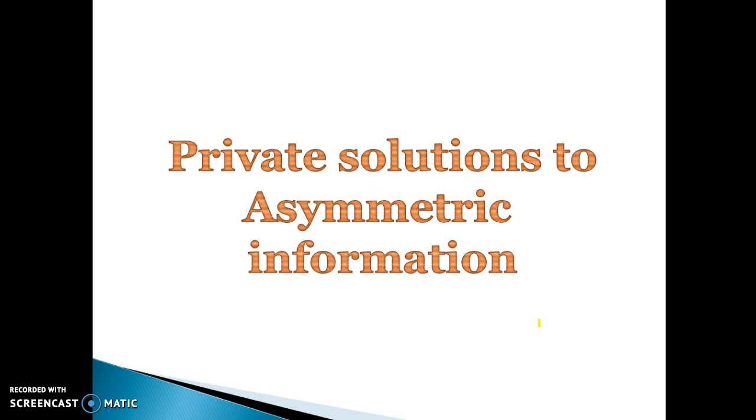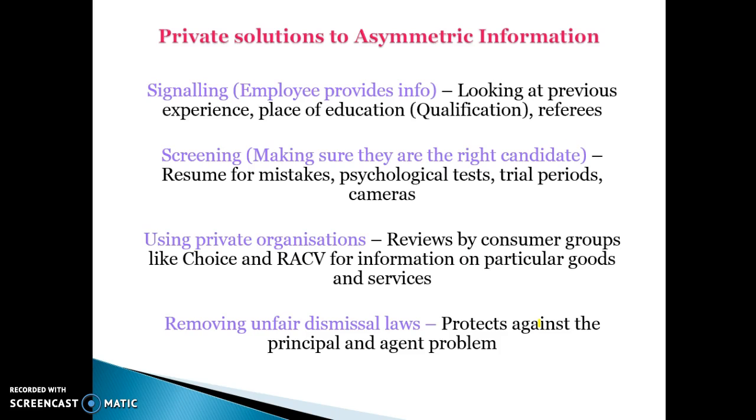Okay, in terms of private solutions to asymmetric information, we've got signalling and screening. The difference is that signalling is information that the employer gets the employee to provide. They might get you to provide a reference or a referee, or tell them your place of education or previous experience. Basically, all of this signalling stuff is all the stuff in your resume.